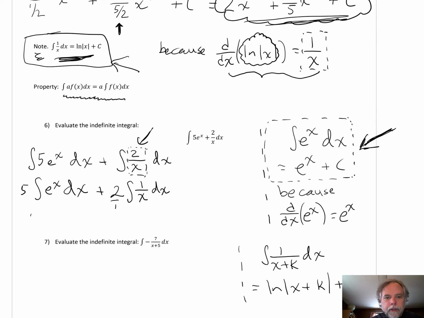So here we go. We'll have 5 times the integral of e to the x dx, which is e to the x, plus 2 times the integral of 1 over x, which is the natural log of x, plus c.